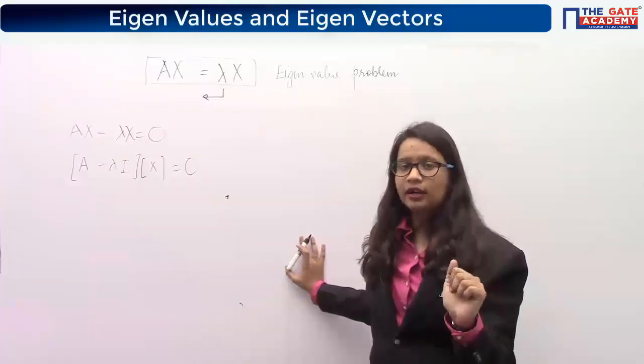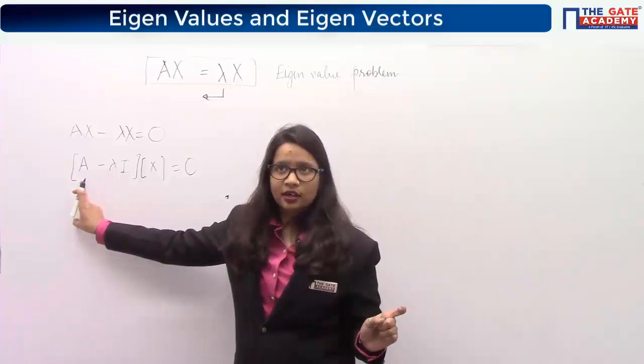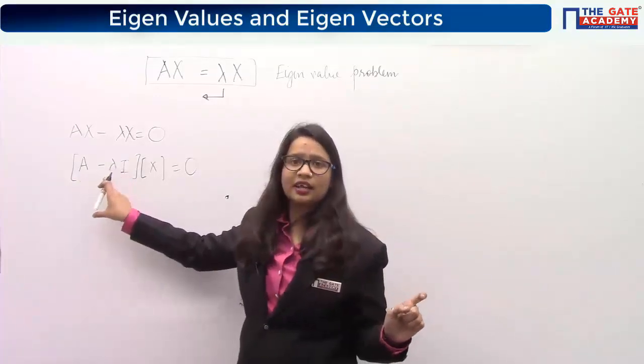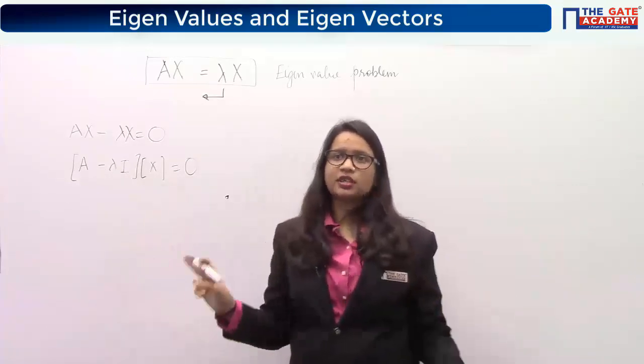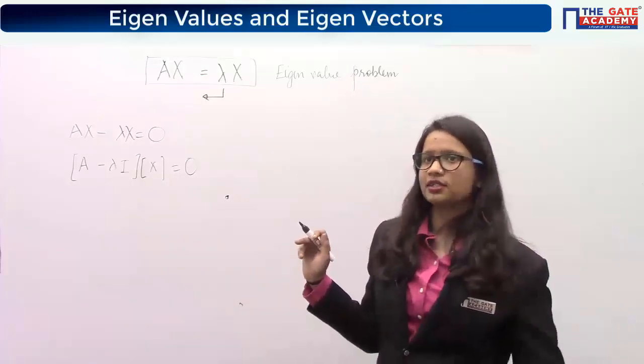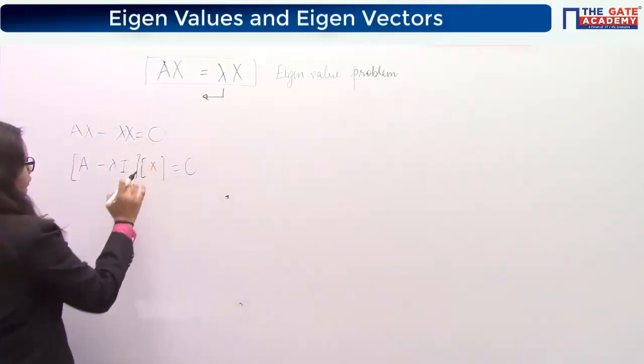We have seen that we can't subtract a scalar quantity from a matrix. For the subtraction to be possible, what should you do? You should convert the scalar into some matrix, which is done by using the identity matrix. Okay? Yes, understood. So now this is the equation that we have arrived at.